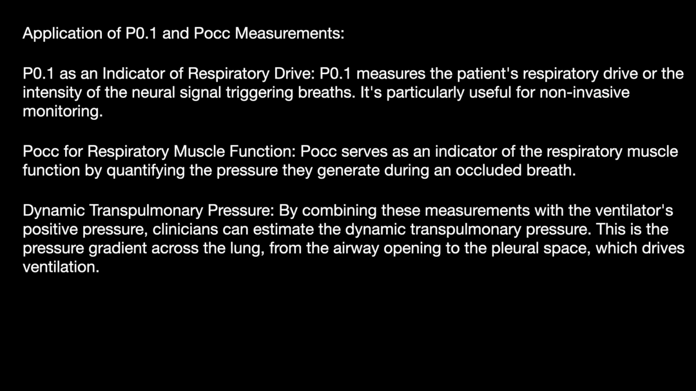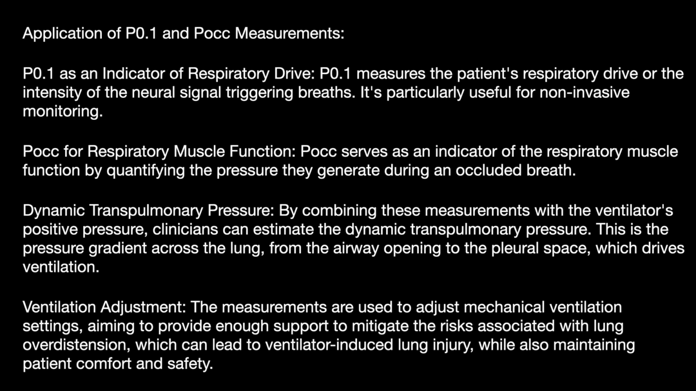Dynamic transpulmonary pressure. By combining these measurements with the patient's ventilator positive pressure, clinicians can estimate the dynamic transpulmonary pressure. This is the pressure gradient across the lung from the airway opening to the pleural space, which drives the ventilation. The measurements are used to adjust the mechanical ventilator settings, aiming to provide enough support to mitigate the risk associated with lung overdistension, which may lead to VILI, and also for maintaining the patient's comfort and safety.